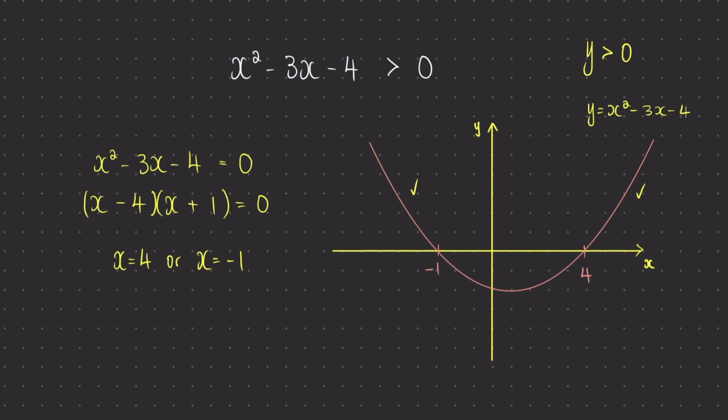Now I can represent those with inequalities. So I have that x must be less than -1 in order to satisfy this region to the left of -1. And for the region to the right of 4, well, I need x is greater than 4. So my solution for this question is in fact two separate regions. And I can represent them with these inequalities here.